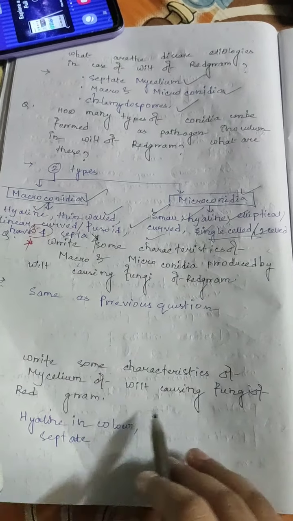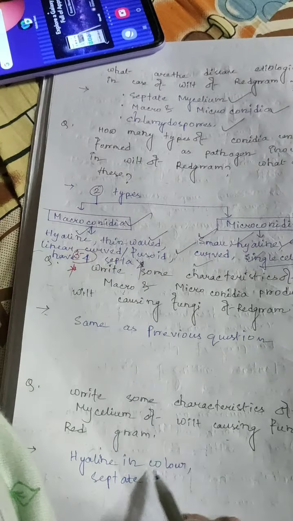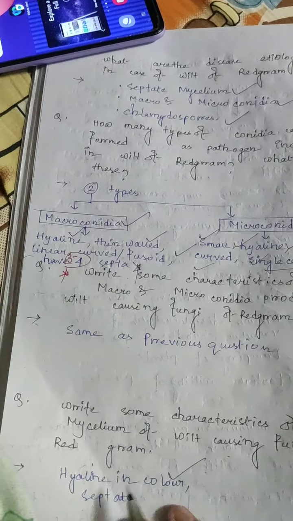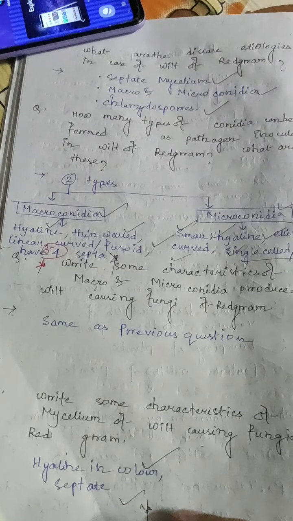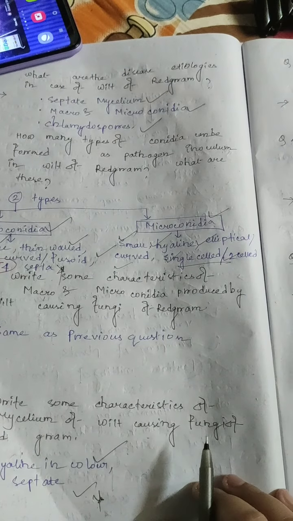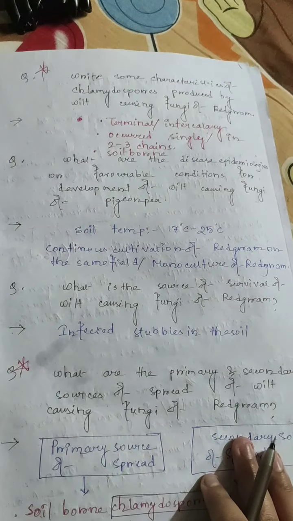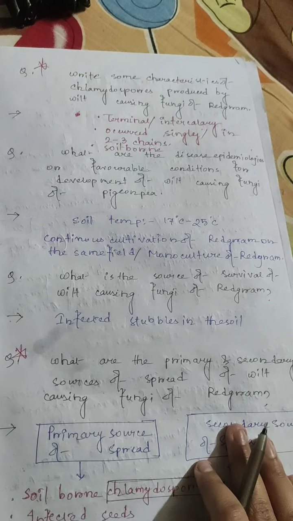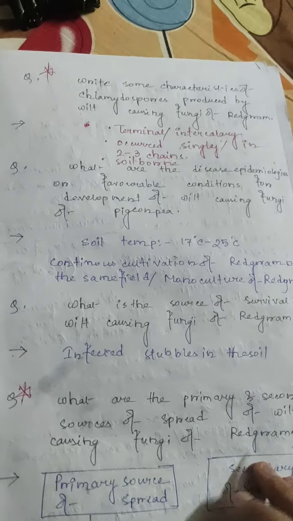Write some characters of mycelium of wilt causing fungi. Mycelium is also hyaline in color. It is septate. Mycelium are of two types, septate and non-septate. It is septate mycelium. Write some characteristics of chlamydospores produced by wilt causing fungi of red gram.